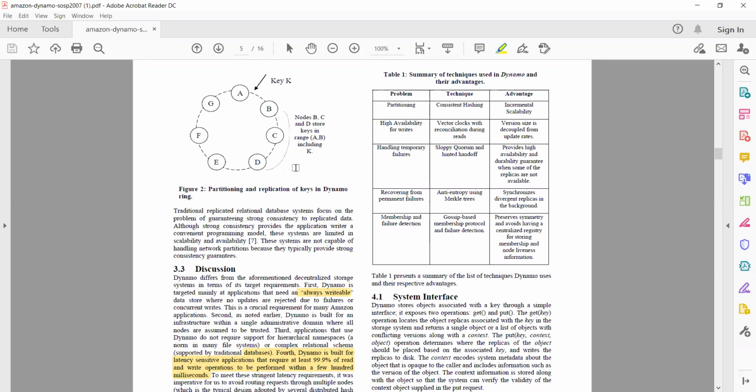Okay, that's a good question. When B was down, things landed in C, and now B is back. So what happens to those things that landed in C? Yes, exactly.